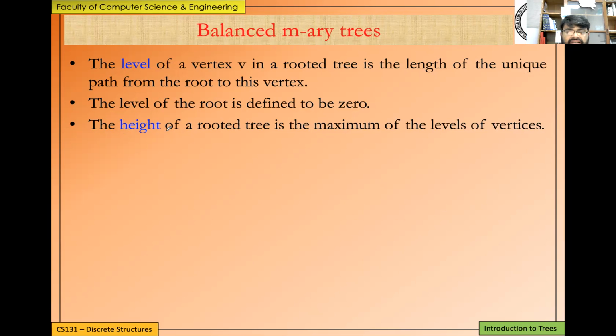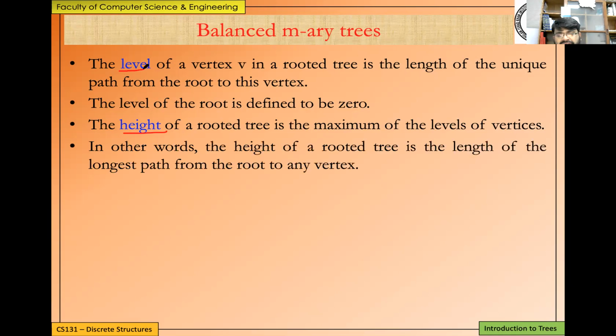So that is the height, while the level itself is the number of nodes that are between the designated node and the root itself. So root is at 0, then you start at 1, 2, 3, and so on. You define the number of vertices that are between you and the root. That is the level of a vertex. In other words, the height of a rooted tree is the length of the longest path from the root to any vertex. So you take the longest path from the root to a vertex, and whatever is the maximum or the longest one, that is the height of the rooted tree.